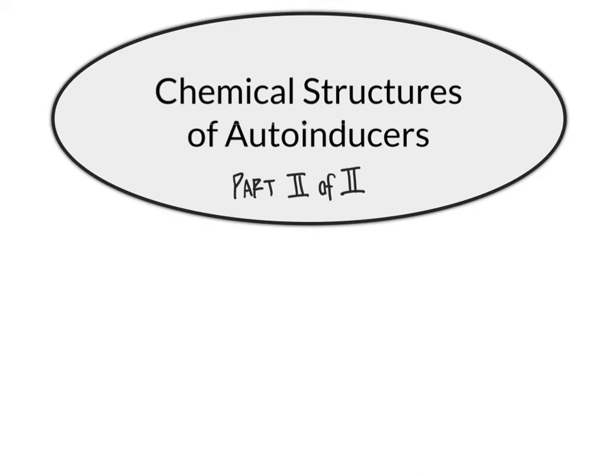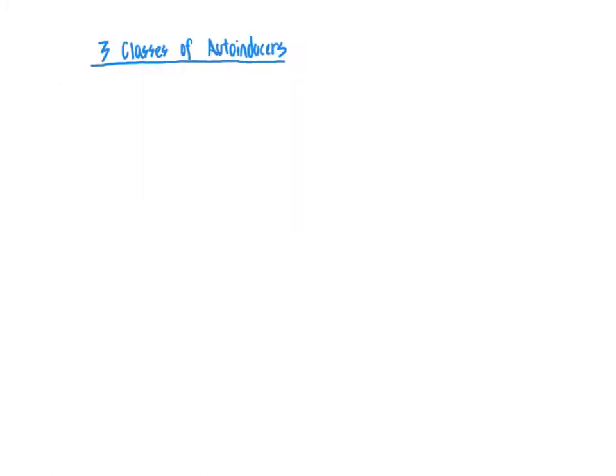There are a wide variety of different chemical structures, but for the most part, we can break those into 3 classes of autoinducers that are most common. We'll go through each of those 3 classes in this video. The first class is what's referred to as the acyl homoserine lactones, or AHLs for short. So AHL stands for acyl homoserine lactone.